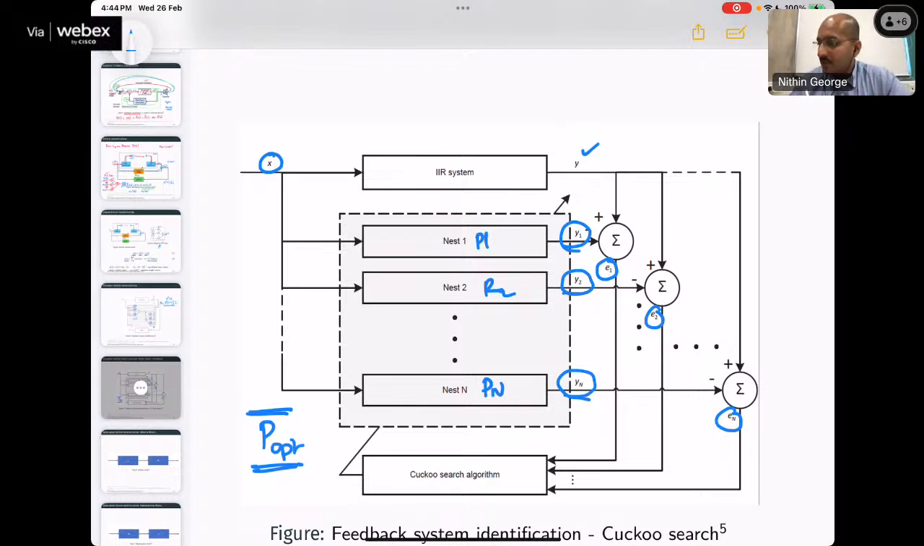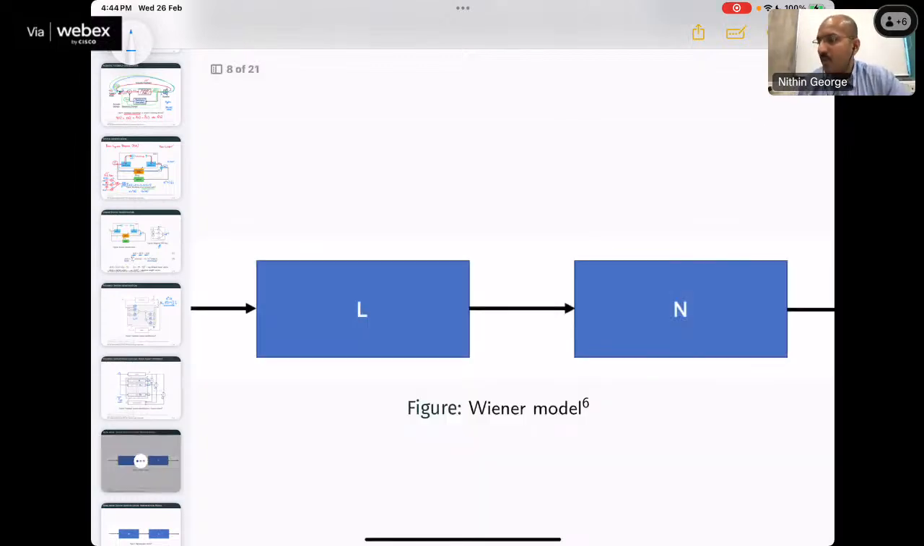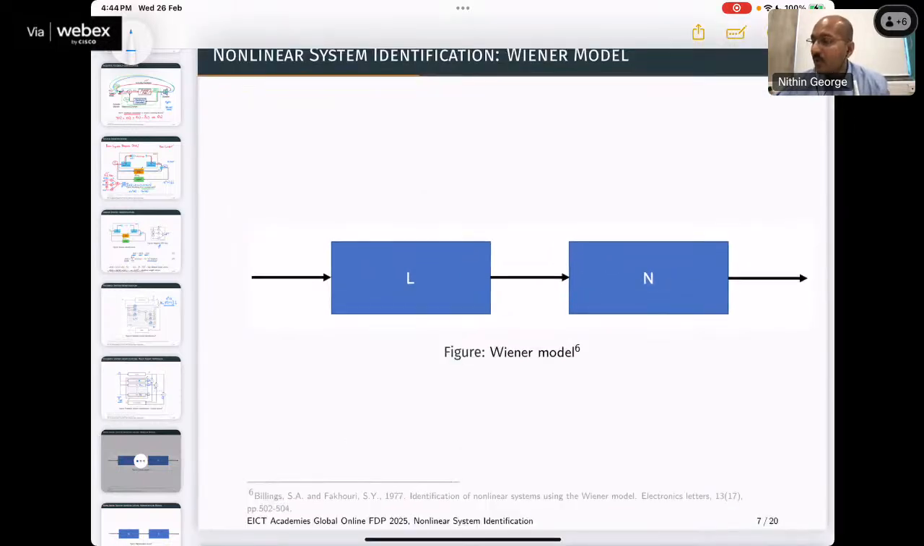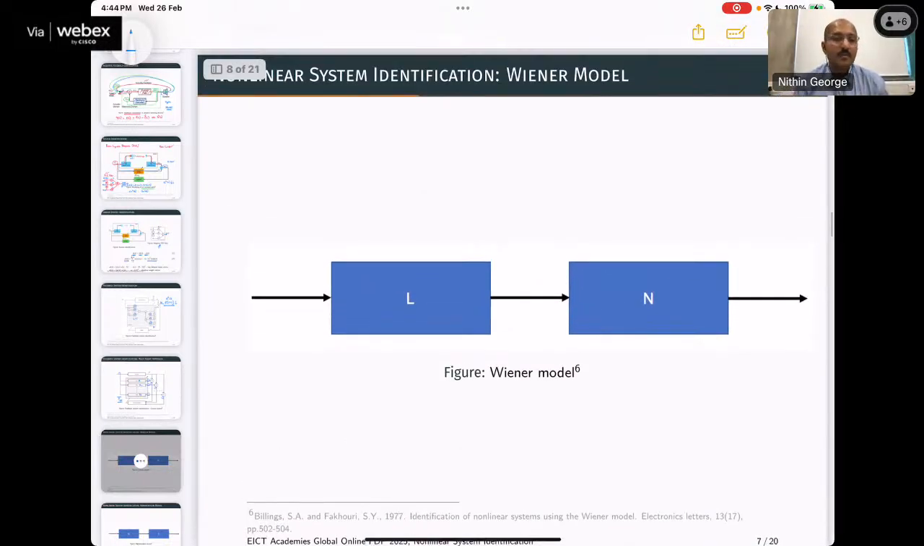Now when it comes to nonlinear models, there are multiple standard options. One is a Wiener model. In a Wiener model, we have a linear model and a nonlinear model in cascade to each other. So I have a linear block followed by a nonlinear block; that is called a Wiener model.